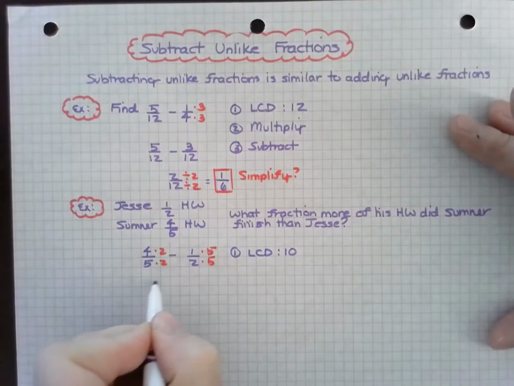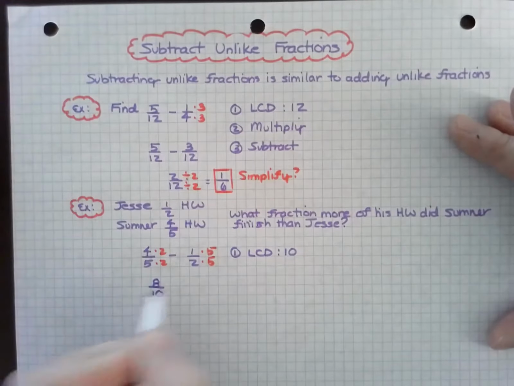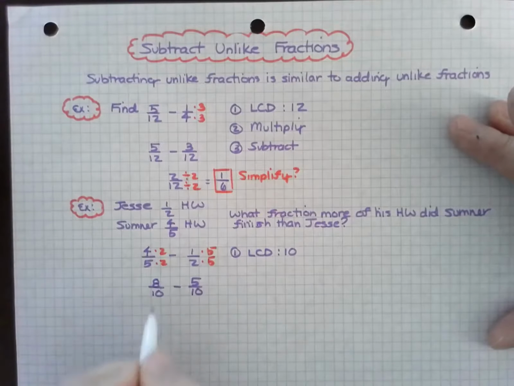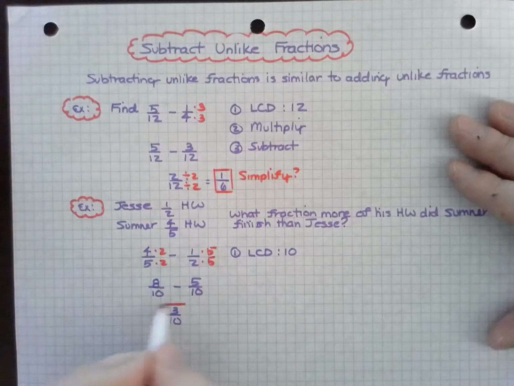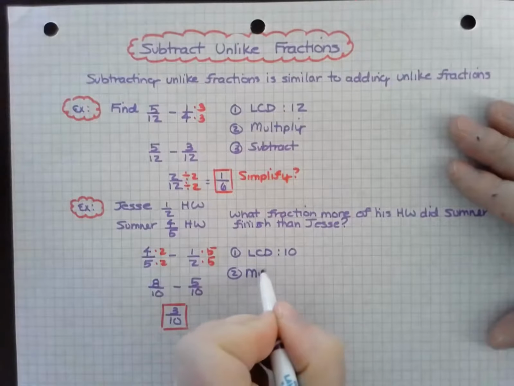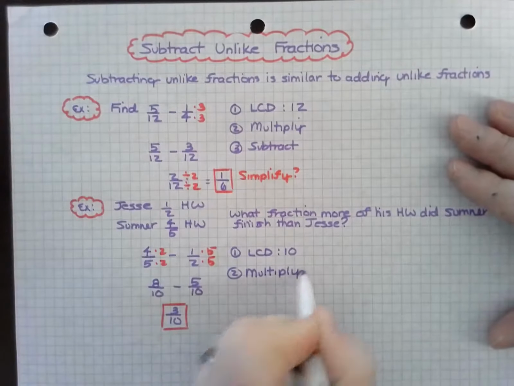4 times 2 is 8 over 10 minus 5 over 10. And that leaves me with 3 over 10. And in this case, I cannot simplify, and so that is my final answer. And so those two steps again were to multiply and then subtract.